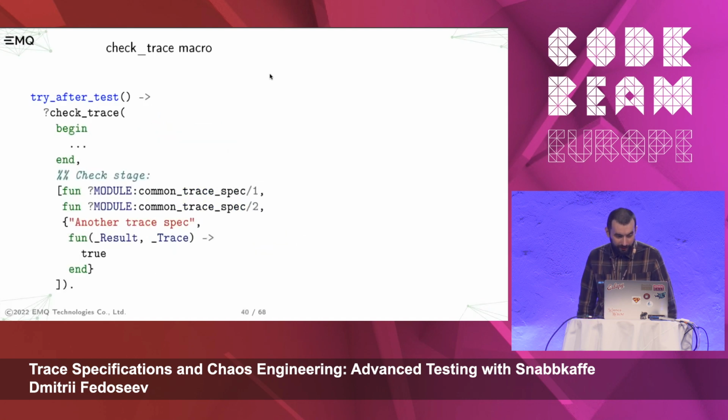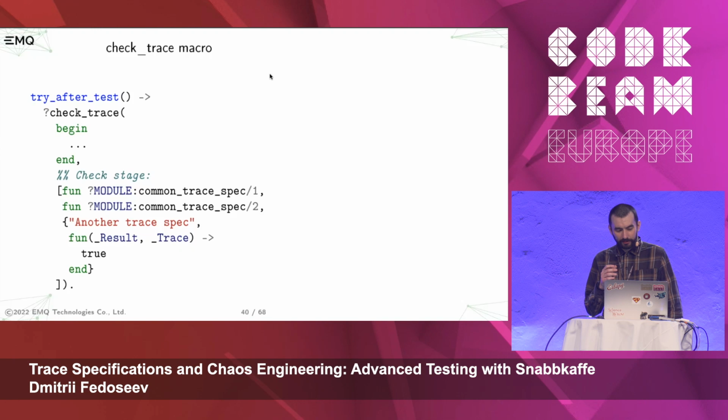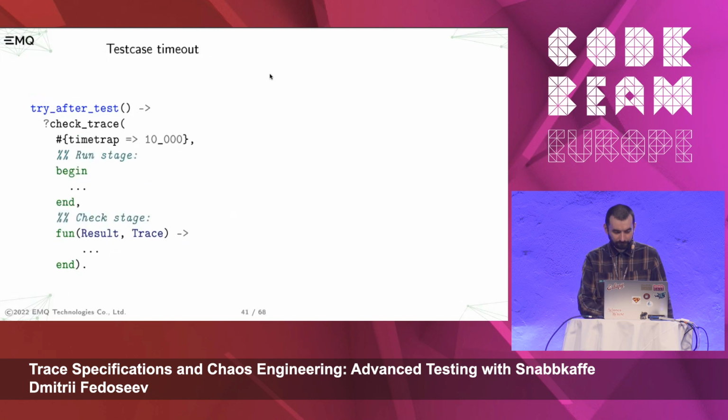As I mentioned earlier, one of the benefits of trace-based testing is that checks are separate from the program execution and from one another. Because of this, it's possible to check multiple properties at once, as shown in this code example, where the check stage consists of a list of callbacks. Each callback has to succeed, so we can consider the test successful.